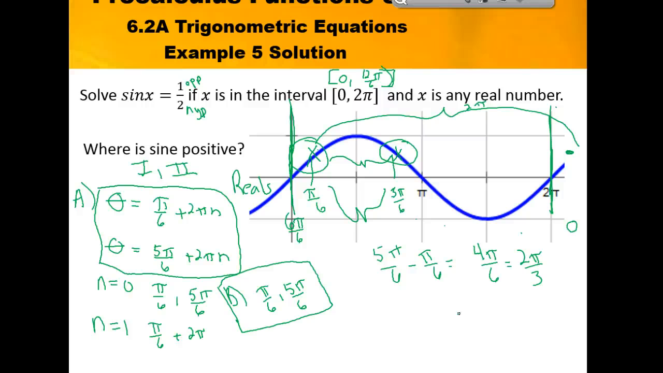But then remember, if you hit second calculate and then value, you can plug in values, and when you plug them in, you'll see. So I would plug in pi over 6 as a value, and you'll get a half. And then if you plug in 5 pi over 6, you're going to get a half again. So that's how you know that you've got those two right. Okay?